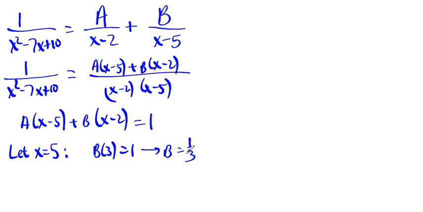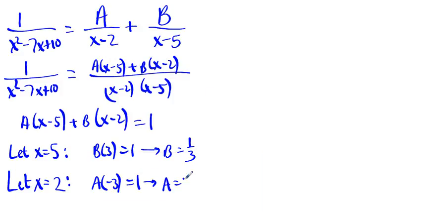B is a third. Can you guess what other x value we are going to use? Yes, scream it at your YouTube screen. A times, right? Oh, sorry. A is minus a third. So why does that matter?